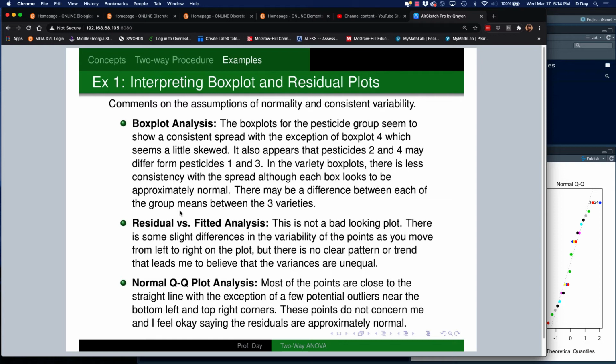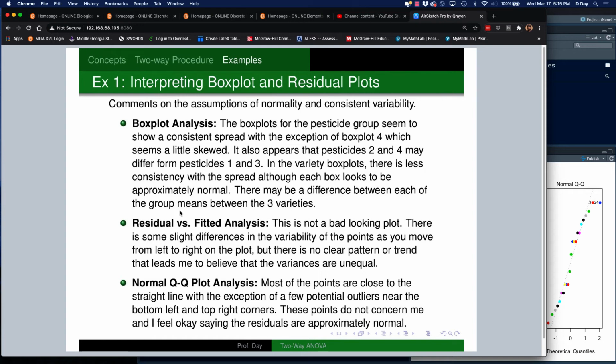And the residual versus fitted plot, it's not a bad looking plot, like I said. There are some slight differences in variability of the points as you move from left to right, but there's no clear pattern or trend that leads me to believe that the variances are unequal. So the way it's spread out is kind of monotonous and just kind of bland. There's no shape to it.